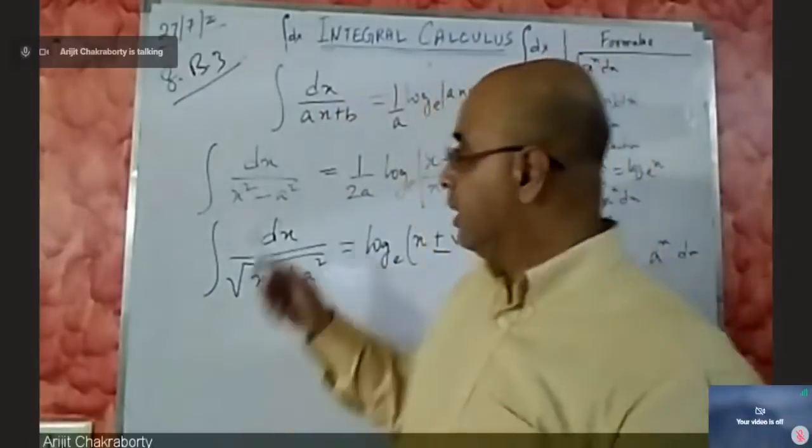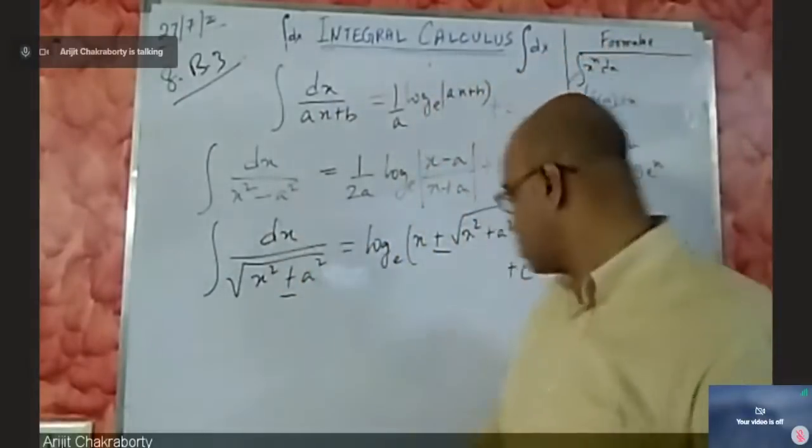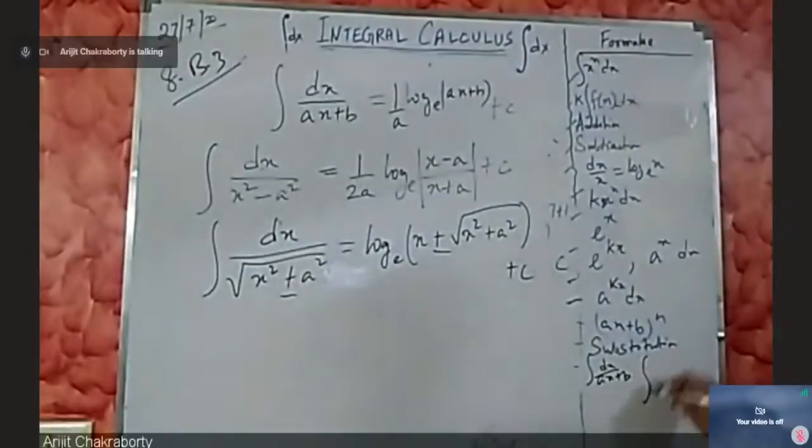So we have done dx by x square minus a square. We have also done dx by square root of x square plus or minus a square.